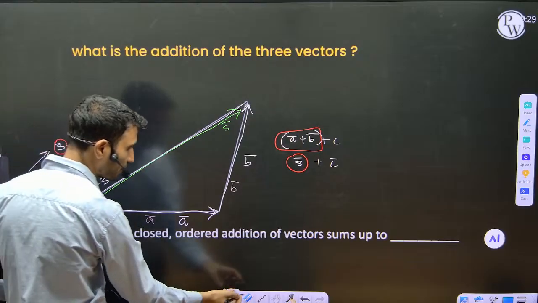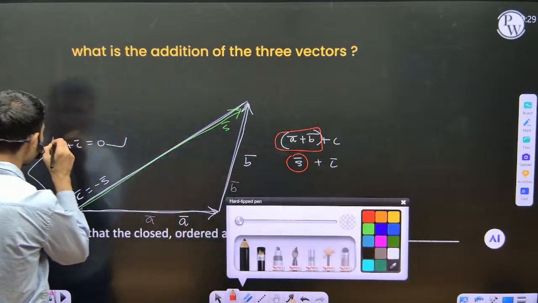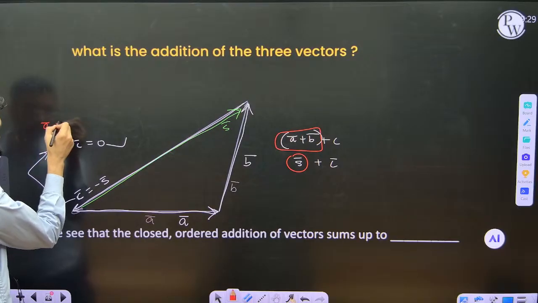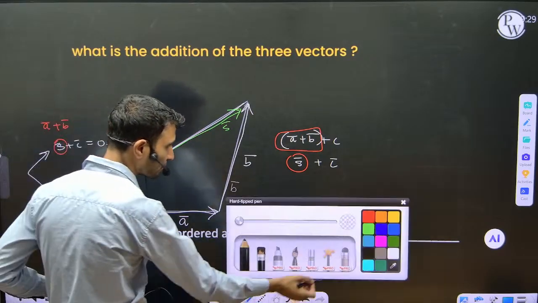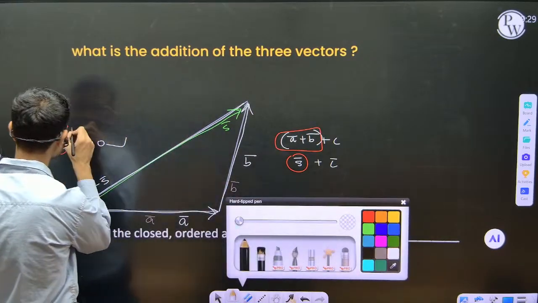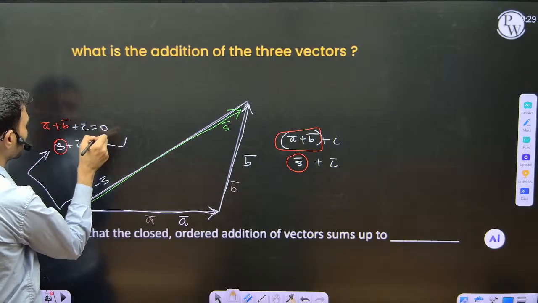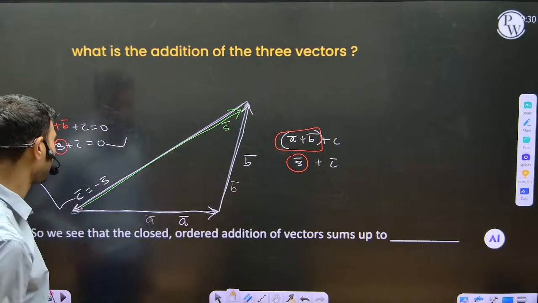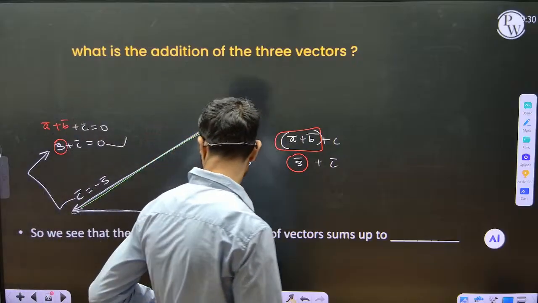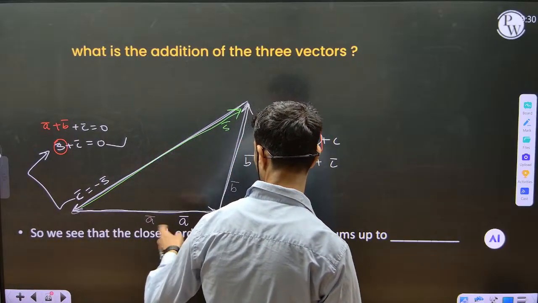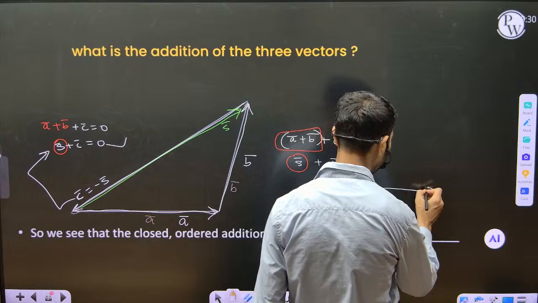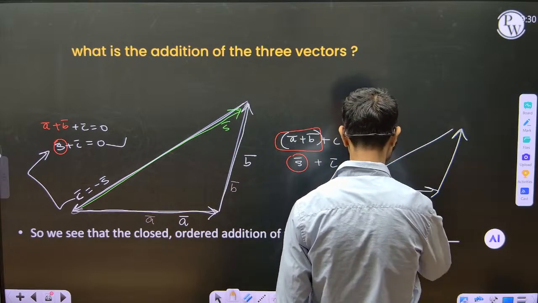So S value again I'll put. S value is how much? A plus B, right? And then you have A plus C also. So add C also there. And the sum is equal to 0. So we get A plus B plus C equal to 0, right? That's what we wanted. That A plus B plus C is coming out to be 0. So A is here, B is here, and C is here.